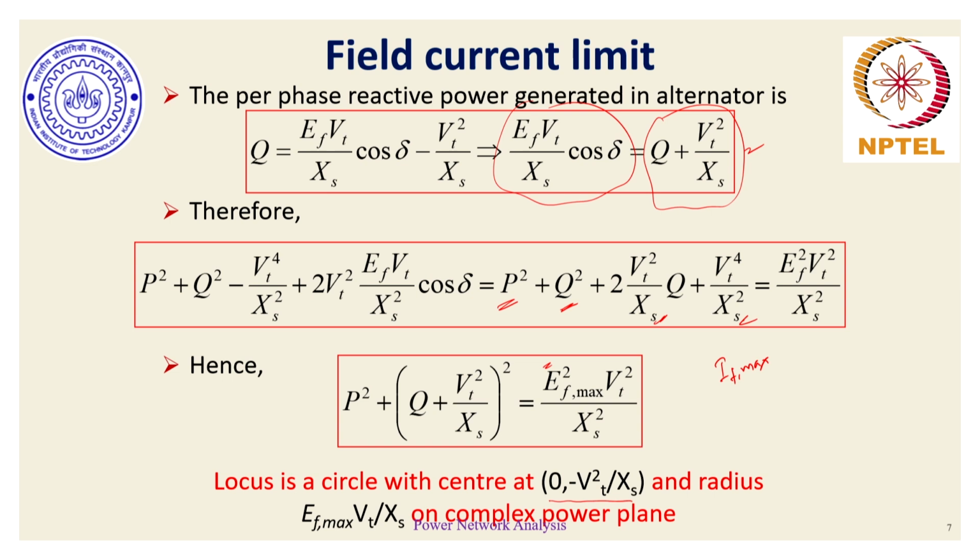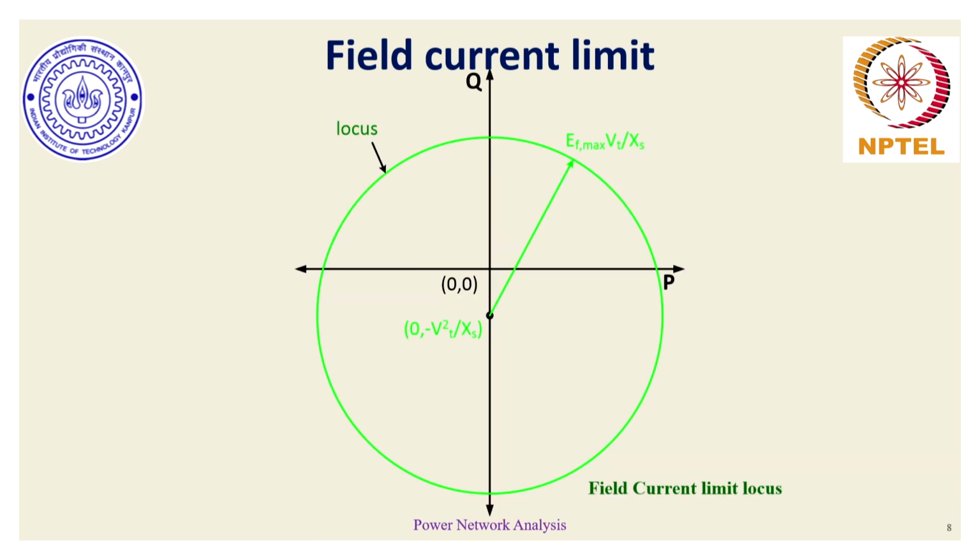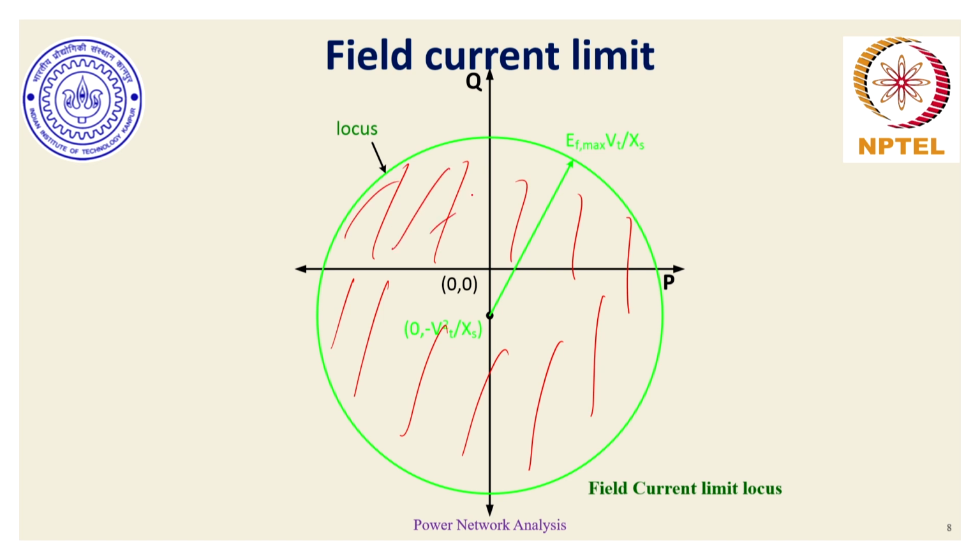If we plot this circle on the PQ plane, this is the green color locus, how it would look. All points inside this locus are the safe operating points for the synchronous machine. Any point beyond this circle would indicate that we are trying to operate the machine at an induced EMF more than EF max for fixed terminal voltage and synchronous reactance, which may compromise the safety of the rotor winding and the insulation. So all points inside this circle are safe operating points, and all points outside this circle are prohibited operating points from the perspective of the maximum field current limit.